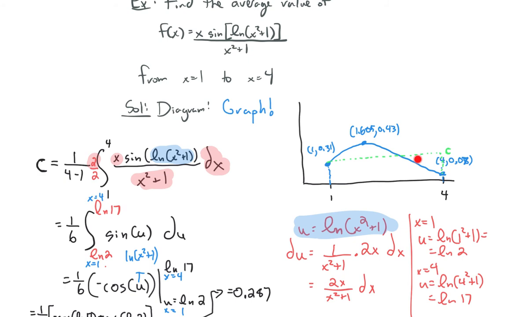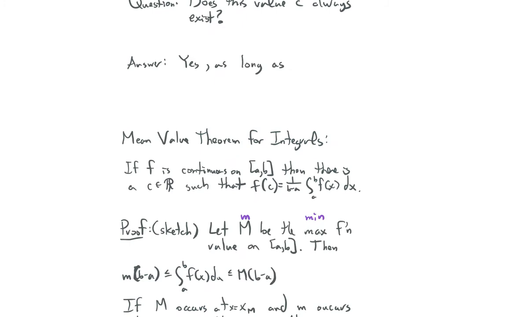Again, this is just a sketch of the graph anyway, but it seems to jive with what we expect it to be, around this left end point here, since we go up and then we go down. So that's great. And a good question is, does this value c always exist? The answer is yes, as long as your function is nice and continuous. So as long as f of x is continuous.